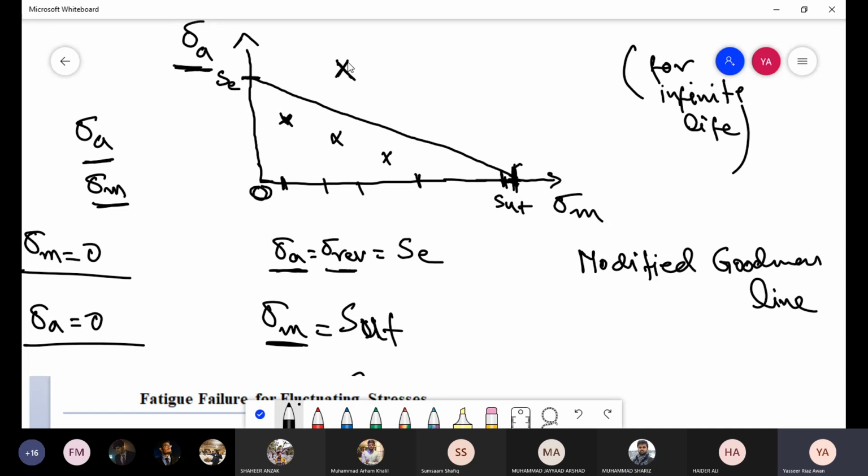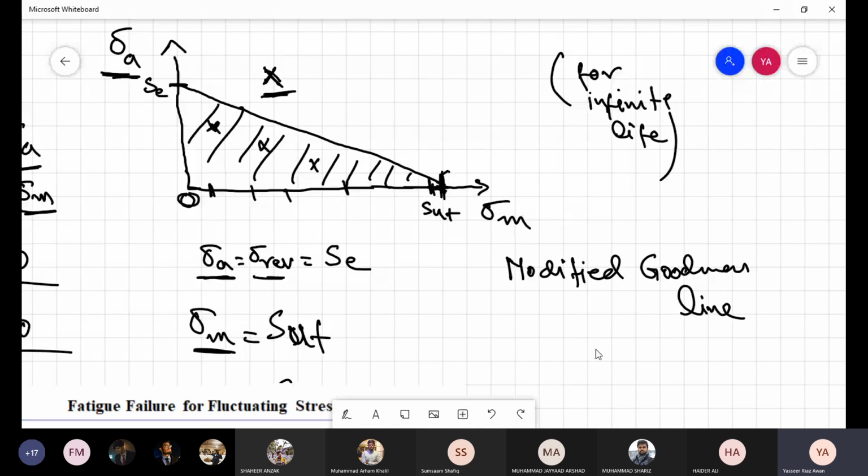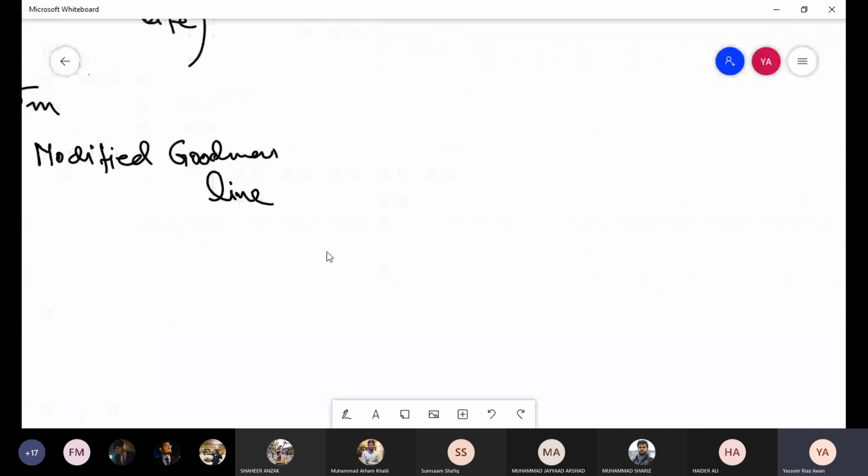So if the sigma A and sigma M combination are such that the point lies here, that means the part would not have infinite life. Obviously, it would have some finite life, and we can calculate how many cycles that part would endure. So that we will also see later. But at the moment, we are considering for infinite life: all the points that lie inside this region are safe, and all the points that lie outside would be failing from the fatigue point of view.